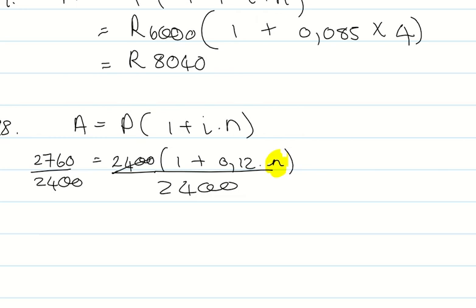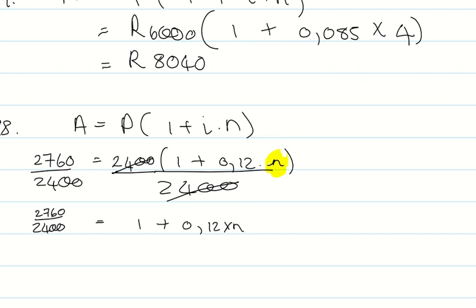So what happens here is this and this cancel out. We're left with 2,760 divided by 2,400. You can leave your answer like that. I'm going to write 2,760 over 2,400. You don't have to simplify right here. You can simplify, but it's not necessary. So then the 2,400 cancels out, and I'm basically left with 1 plus 0.12 times n. I'm going to put the times there.